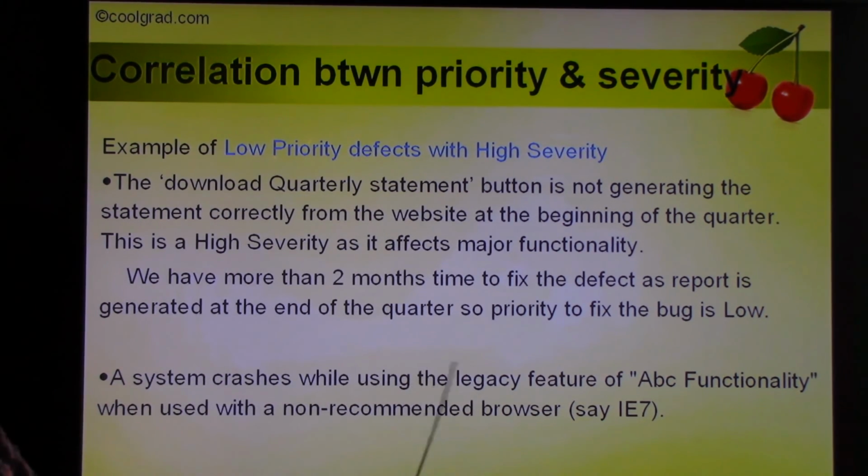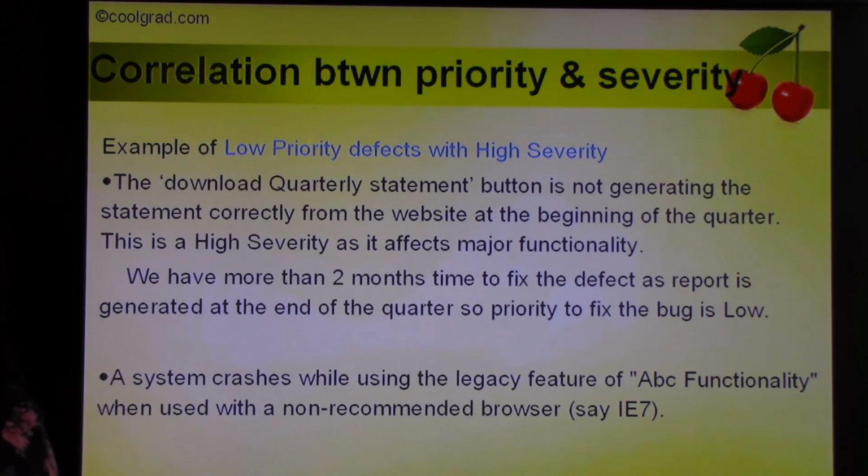Our system crashes while using a legacy feature of ABC functionality when used with a non-recommended browser like IE7. Now IE7 is a legacy browser, so nobody really uses it anymore. So some customer is using IE7 and he finds the system crashes using some remote legacy feature. So it's a crash, so it's high severity, sorry. Any crash is high severity. But he's using a non-recommended browser and some legacy system, so it is low priority. How many users are going to use IE7? Most people are using IE 10 and 11, right? So that's a low priority defect with a high severity.